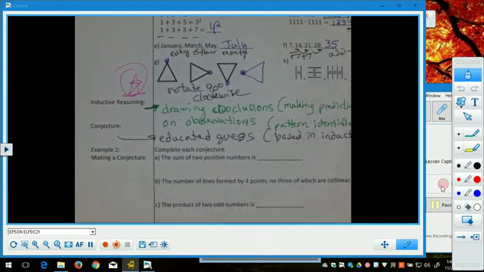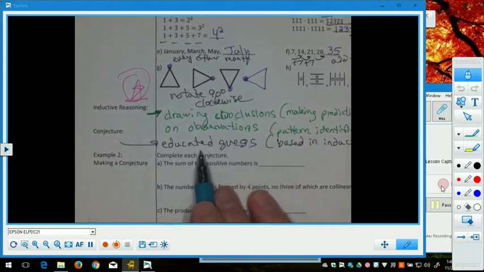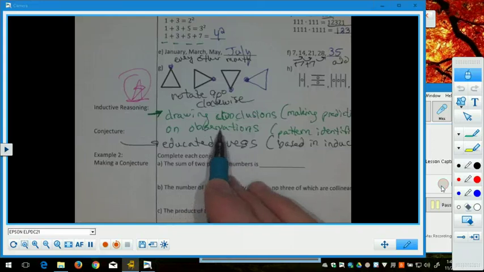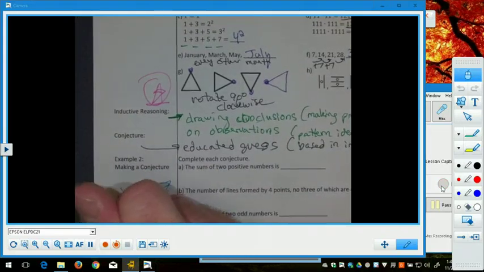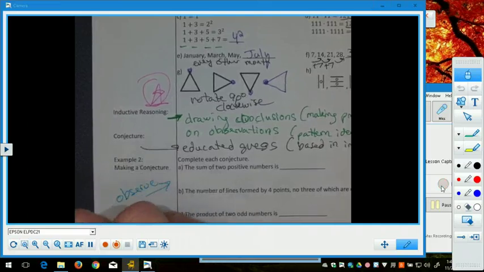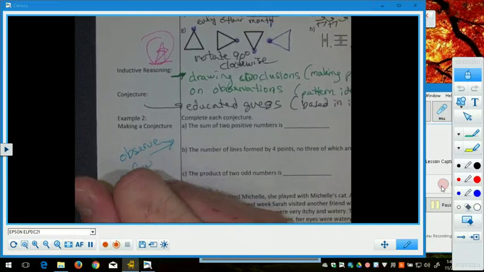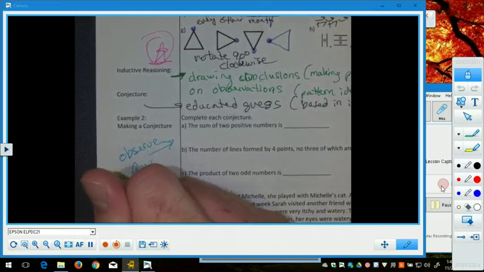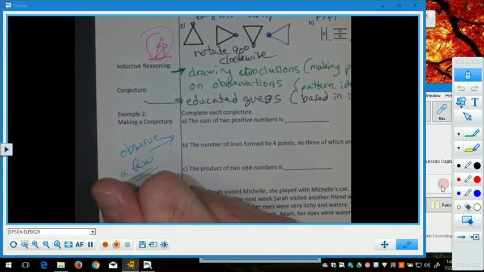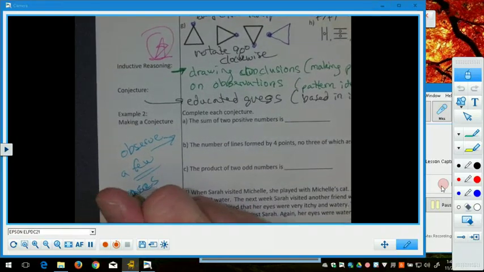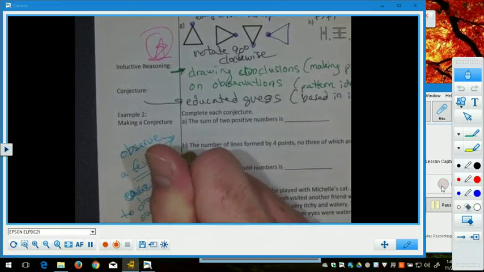So example 2, complete the conjecture. Now, when we make a conjecture, it needs to be based on inductive reasoning or based on patterns that we've seen. So we need to observe a few, being at least 3, examples or cases. We'll call them cases, and you can make your own up to draw our conclusion or to make our educated guess, our conjecture.